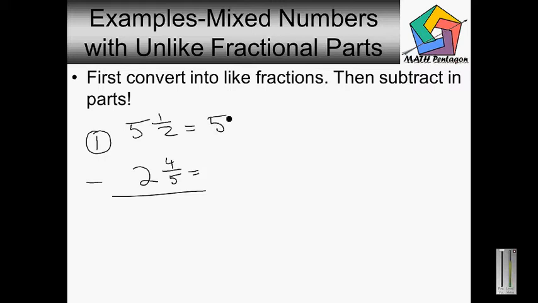Keep the 5 and the 2 as our whole numbers. We've got to find the lowest common denominator between the 2 and the 5. 2 times 1 is 2, 2 times 2 is 4, 2 times 3 is 6, 2 times 4 is 8, 2 times 5 is 10, 5 times 1 is 5, 5 times 2 is 10. The lowest common denominator between 5 and 2 is 10. So our new denominator is 10.